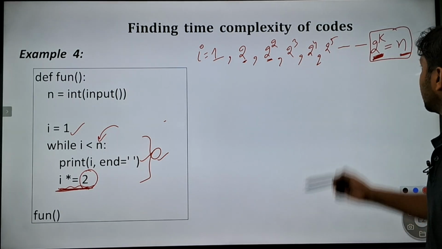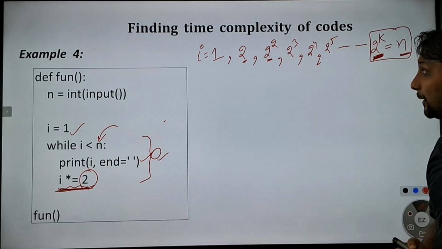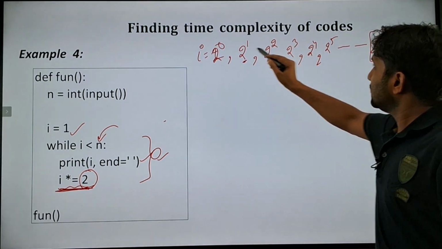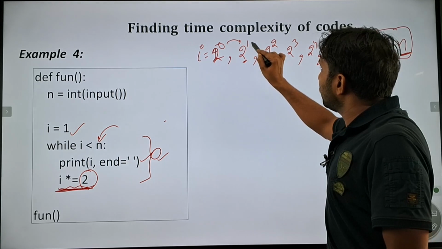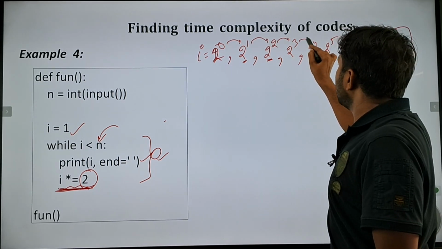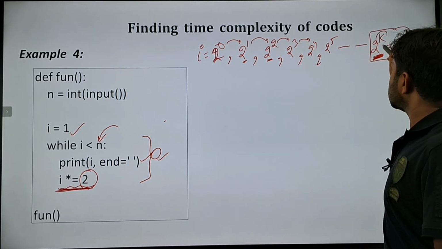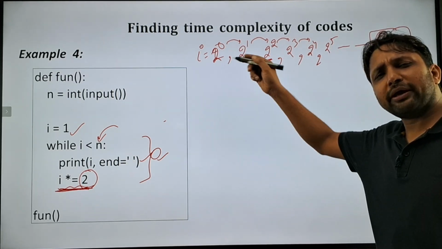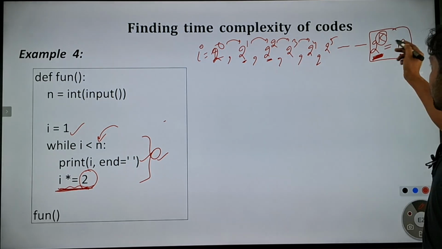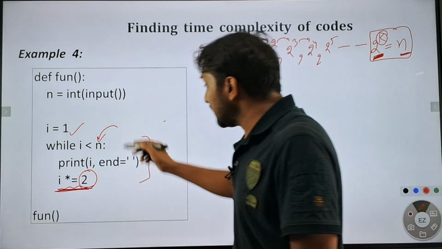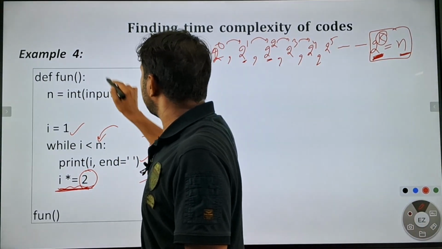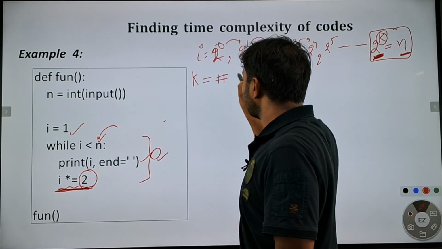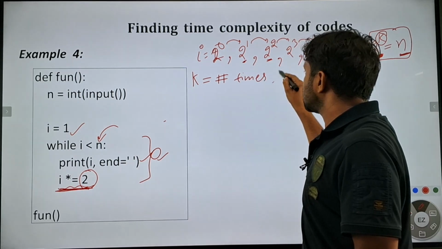Here, notice one thing. What is k over here? First of all, what is k? See, in the power, I can write 2 power 0. The power is incrementing one step at a time: 0 to 1, 1 to 2, 2 to 3, 3 to 4. So k is deciding how many times I'm going inside the loop. I'm going k times inside the loop, so this loop is executing k times. Let me write it here: k is the number of times the loop is executing.